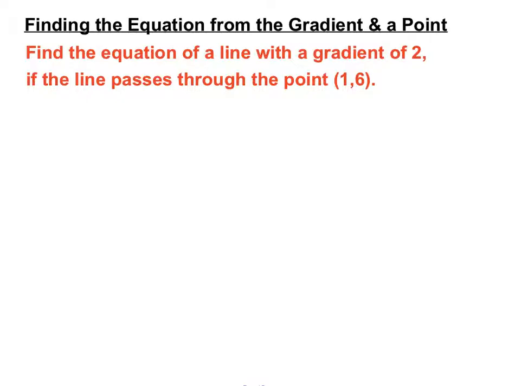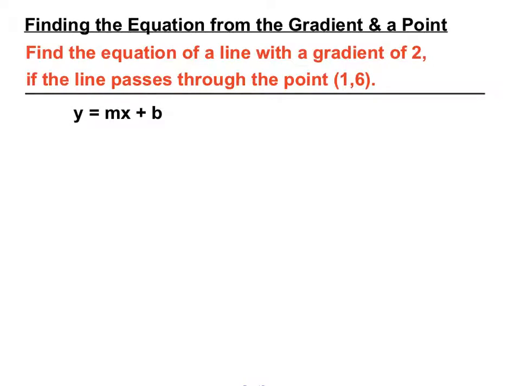This is asking us, for example, to find the equation of a line with a gradient of 2 and if that line passes through the point 1, 6. So we've got limited bits of information. Let's see if we can piece together a linear equation from just those little snippets of information about the line.